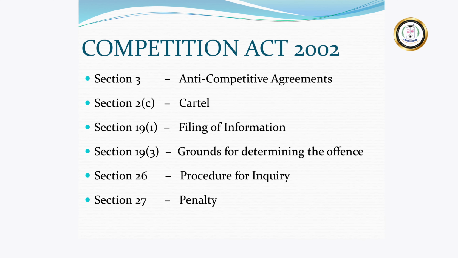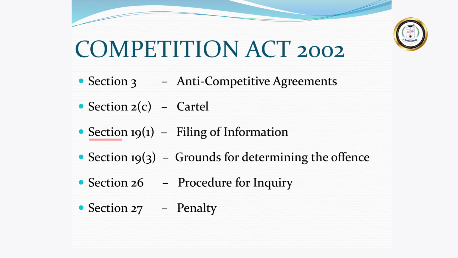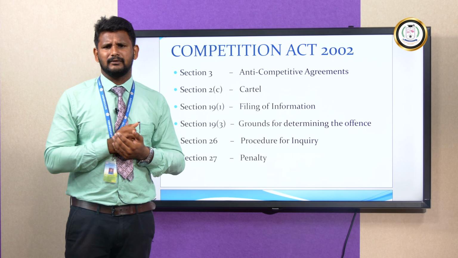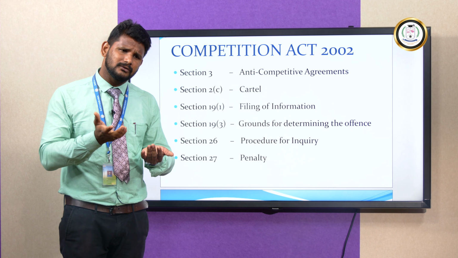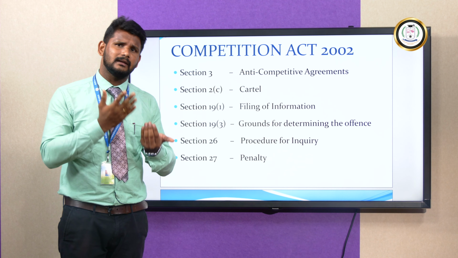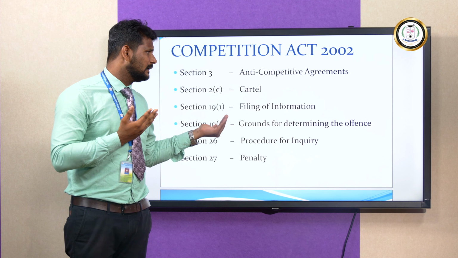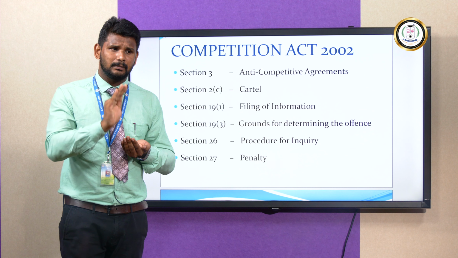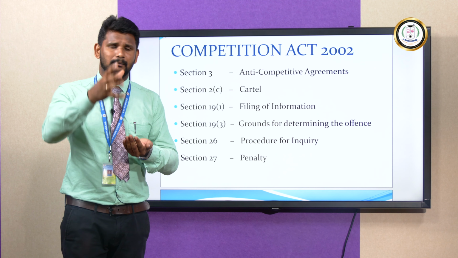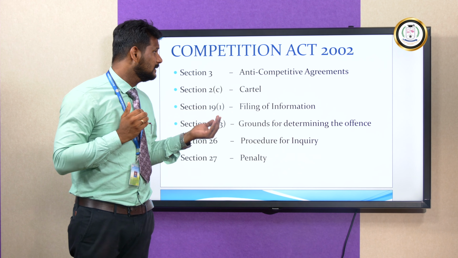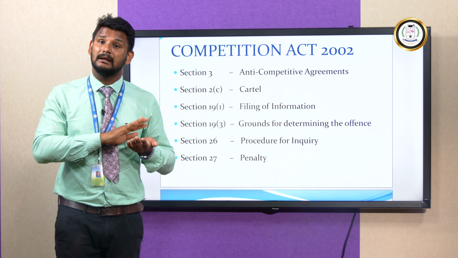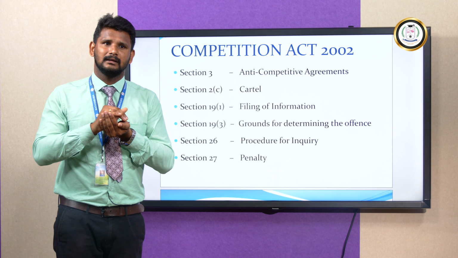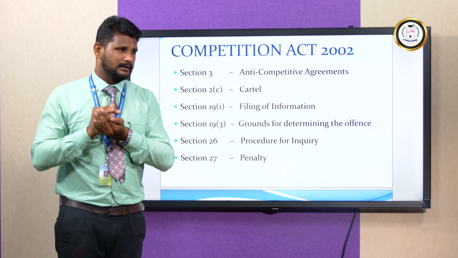Finally, I have included a few other provisions. Section 19 subsection 1 deals with filing of information. What is filing of information? Unlike other cases, here the filing of information is the most important part, whereby an enterprise who wants to file a complaint against another enterprise can file information, and based on the information the Competition Commission of India can take action on its part.